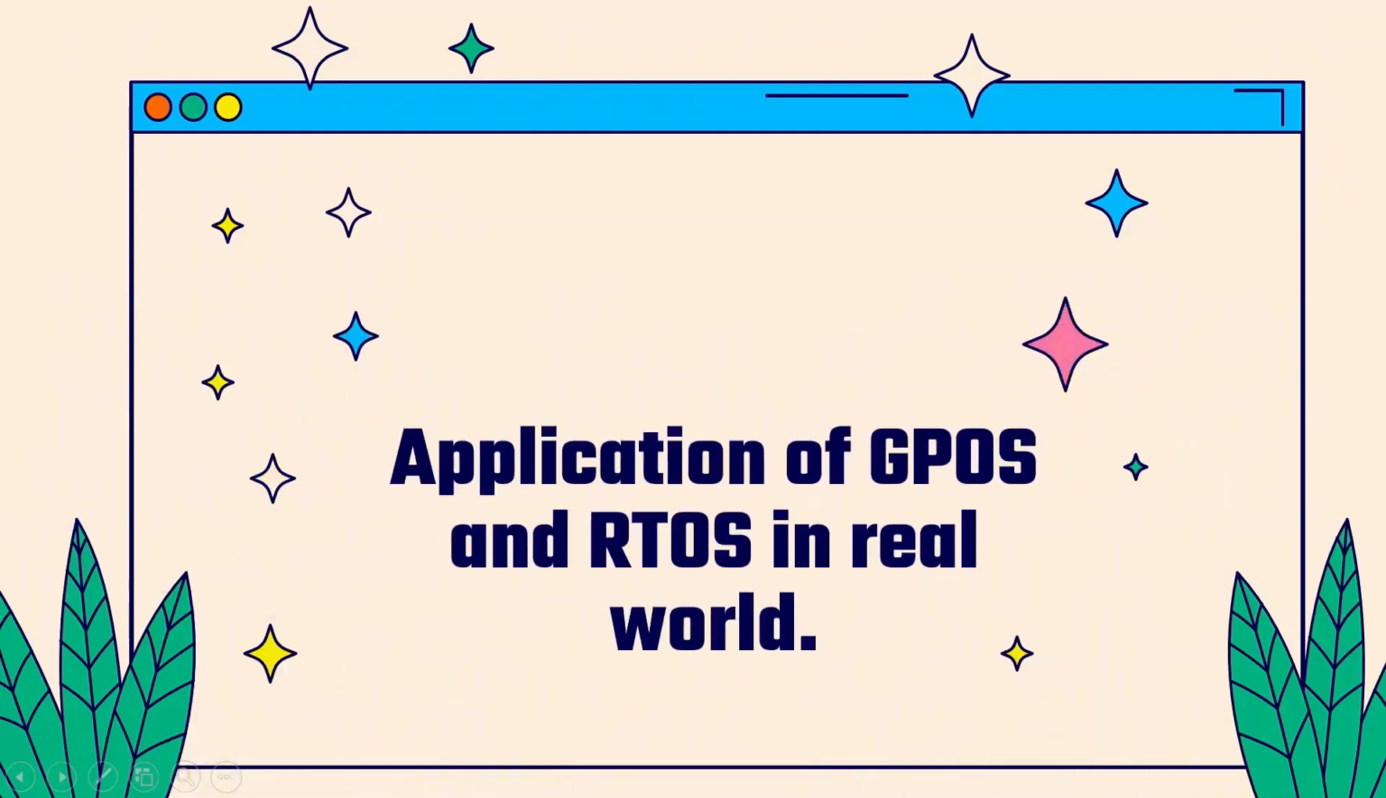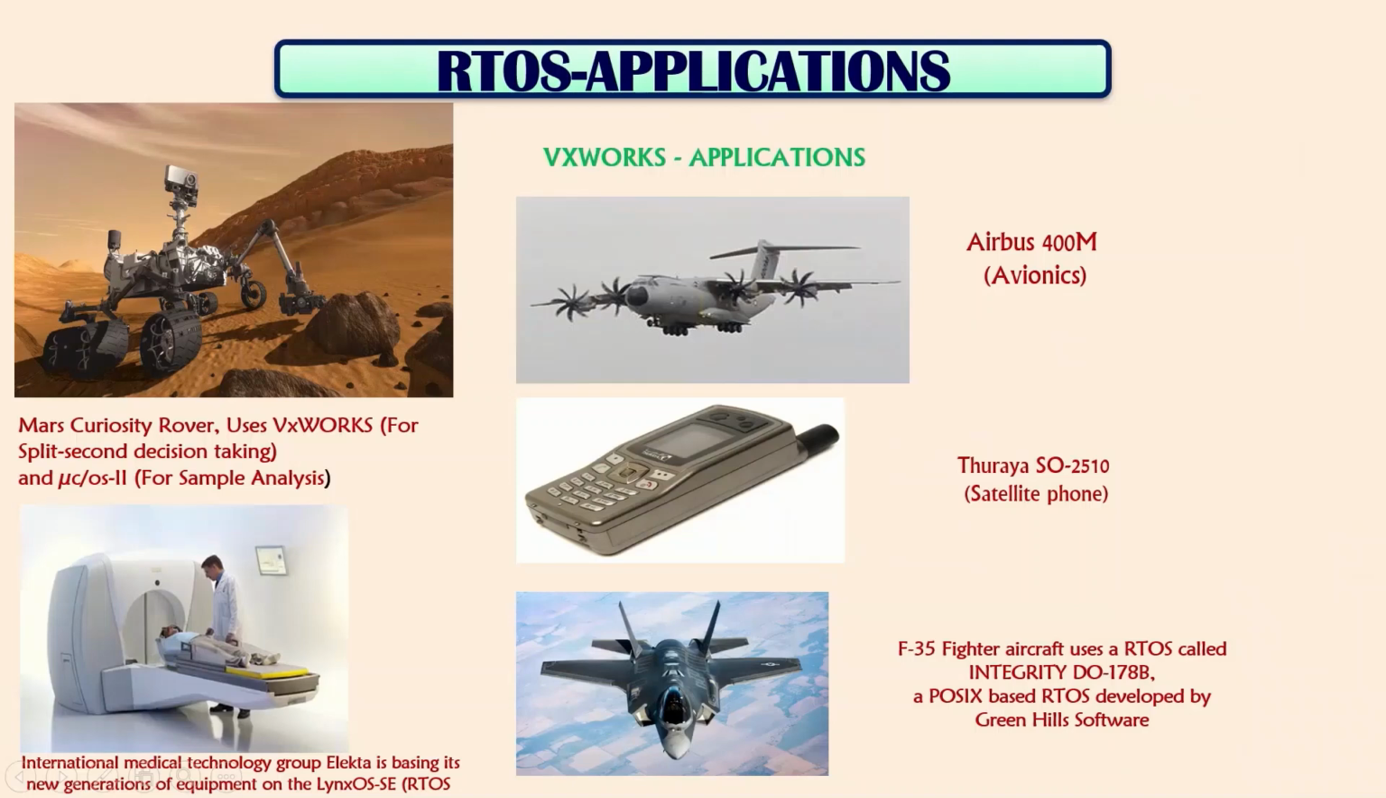Applications of GPOS and RTOS in the real world. As we can see, VxWorks is used in the Mars Curiosity rover for split-second decision making. And Linux-based RTOS is used by an international medical technology group in new medical equipment. VxWorks applications: Airbus A400M avionics, satellite phones, and fighter aircraft use VxWorks for their applications.